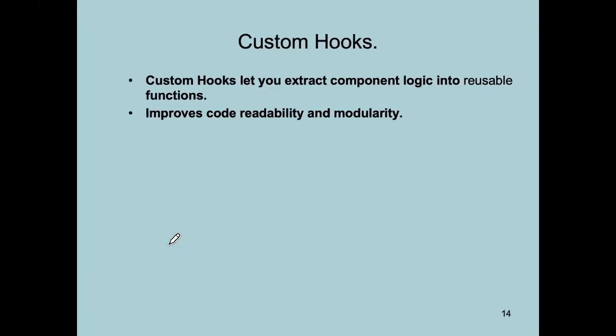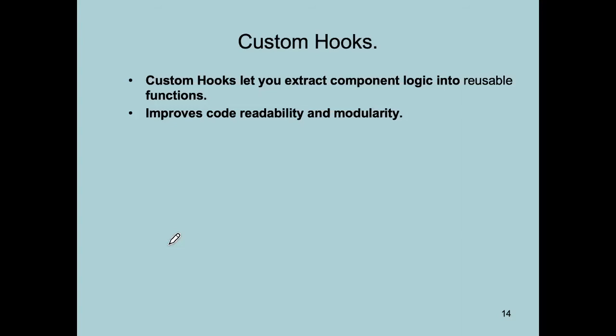And why would we do that? And what would they allow us to do? What a custom hook allows us to do is extract component logic into reusable functions. So it's all linked back to this reusability, dryness, separation of concerns, etc.